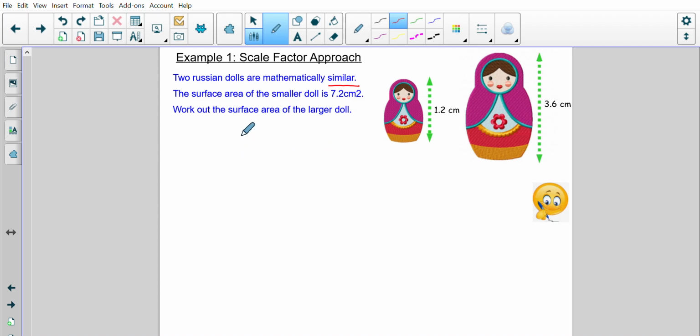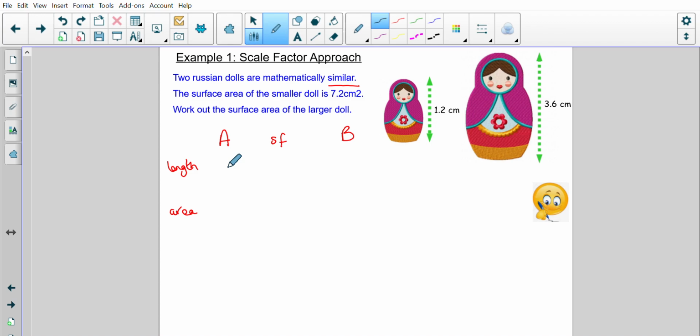So what I'd like you to do with these questions is to set them up in a table. So I'm going to have information for my shape A there. I'm going to have scale factor in the middle and information for shape B over here. And down the side, I'm going to start with my length and then I'm going to move on to area.